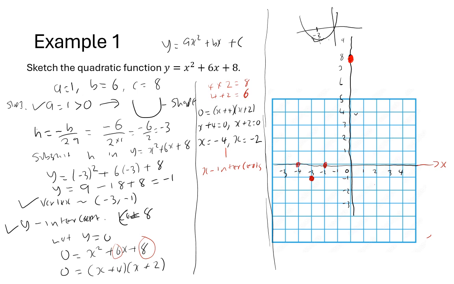So now we can just draw our curve. We know it is U-shaped, so it will cross this, go like this, and turn like this. So this is our curve y equal to x squared plus 6x plus 8.